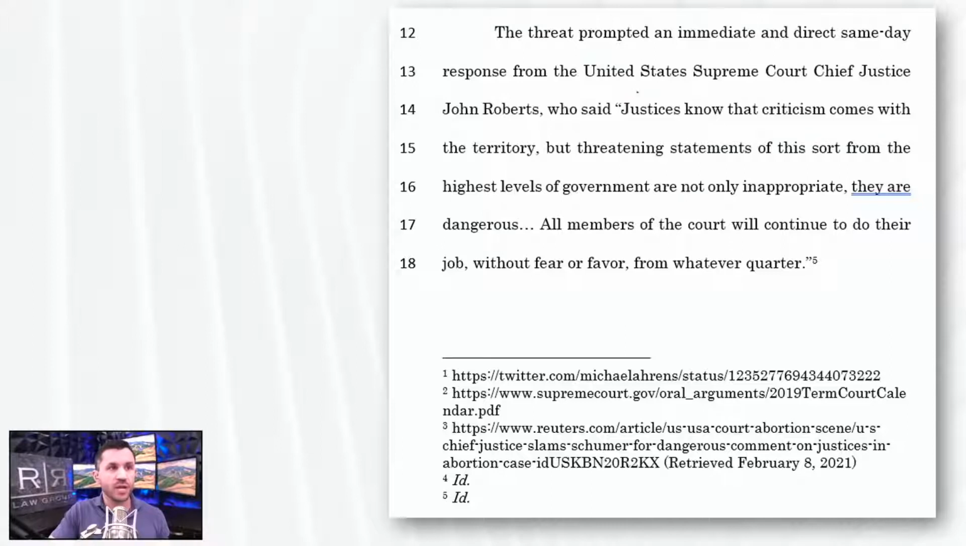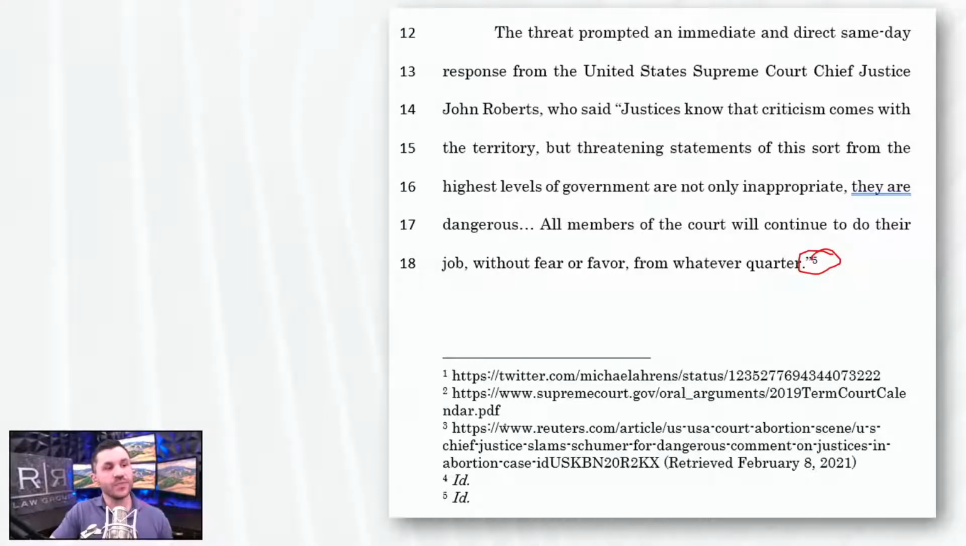Next page. The threat prompted an immediate and direct same-day response from the United States Supreme Court Chief Justice John Roberts, who said, quote, "Justices know that criticism comes with the territory, but threatening statements of this sort from the highest levels of government are not only inappropriate, they are dangerous. All members of the court will continue to do their job without fear or favor from whatever quarter."